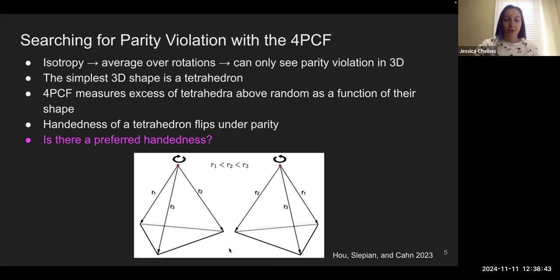And now if we imagine putting a mirror right here and reflecting the tetrahedron in it, that's similar to what we see when we look for parity transformations. We would end up with this tetrahedron on the right, and this tetrahedron has a counterclockwise handedness. So we can see that the handedness of a tetrahedron flips under a parity transformation, and by tracking the handedness of tetrahedra in the 4PCF, we can search for parity violation in large-scale structure.